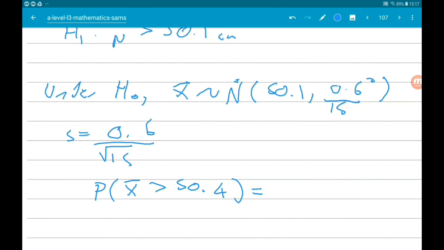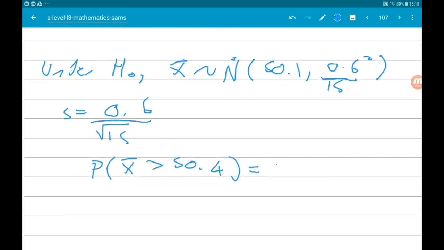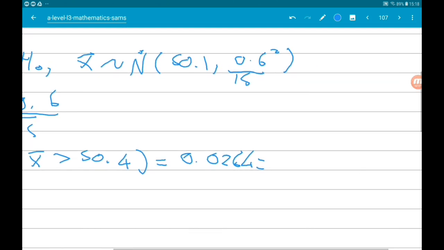Okay, so for this you need normal CD. For your lower bound, use 50.4. Your upper bound, just use something massive. I used 1000. For sigma, remember that's 0.6 divided by root 15, and mu was 50.1. So you should get 0.0264, which is 2.64%.